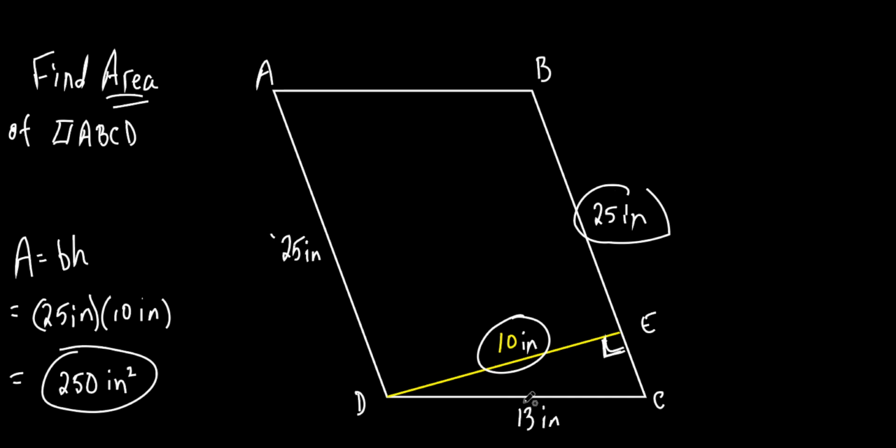Well, if that side was 25 and that perpendicular line right there, that height was 10, that means you can fit 250 squares inside of there. Okay? All right.